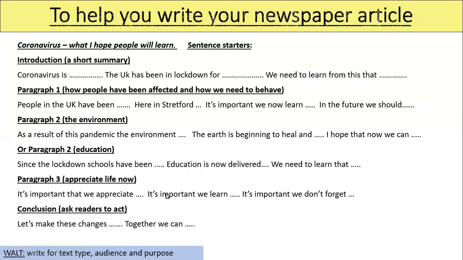Then we want to talk about what we learned from this and how we move forwards, and the best bits that we can take from this experience, and maybe that slower pace of life, the fact that people value their friends and family more, talking to each other more, those kind of things you could put into that paragraph there. And then your conclusion, where we're asking your readers to act. So let's make these changes now. Together we can build a better world, think about how we care for each other. So just some ideas there.